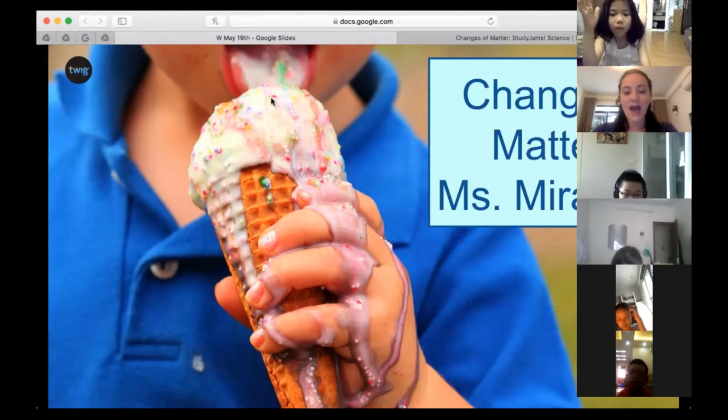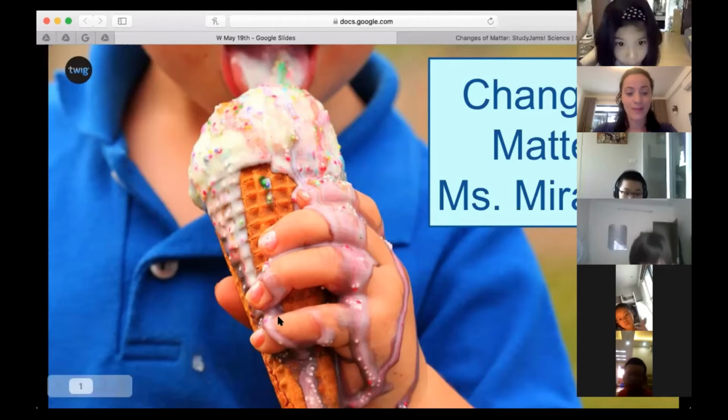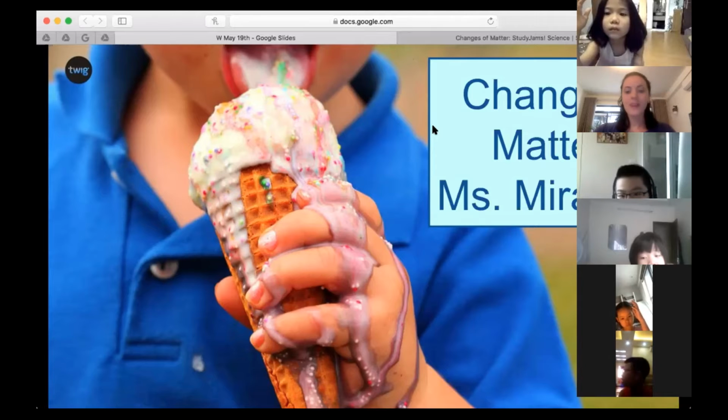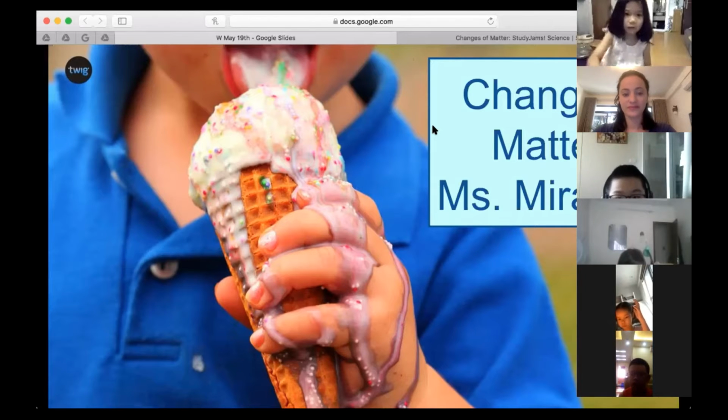What state of matter is the ice cream? Zook? Solid. Full sentences, please. The state of matter, the ice cream is a solid. Very good job, Zook. Excellent work.